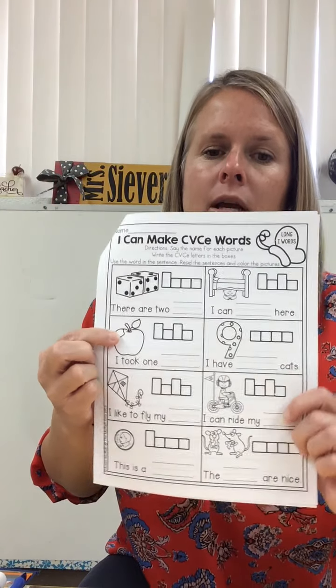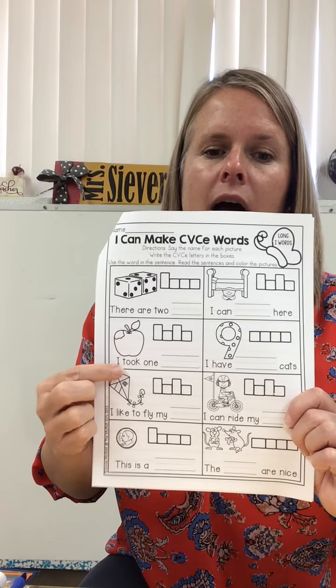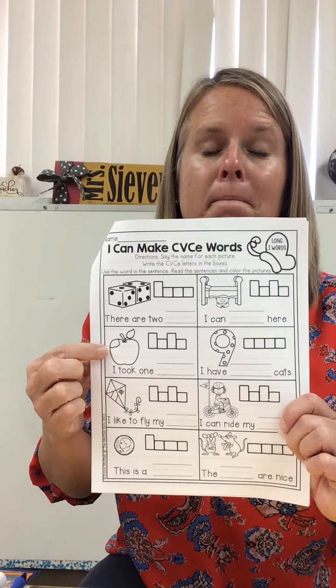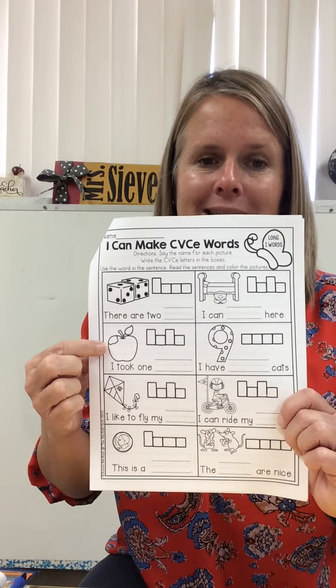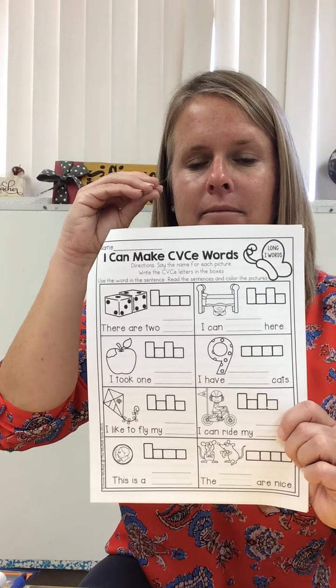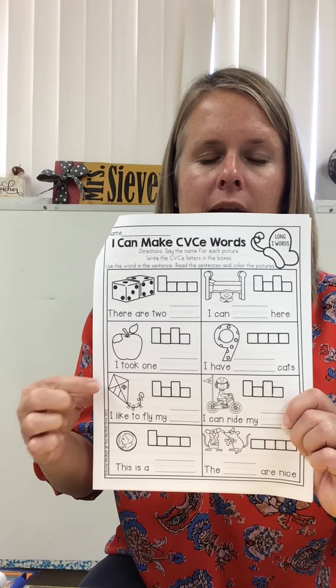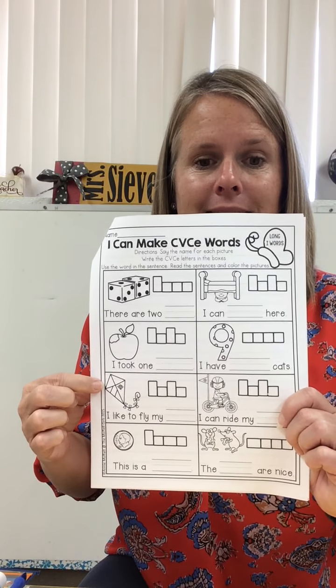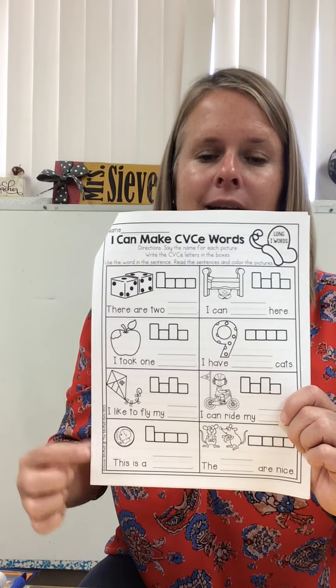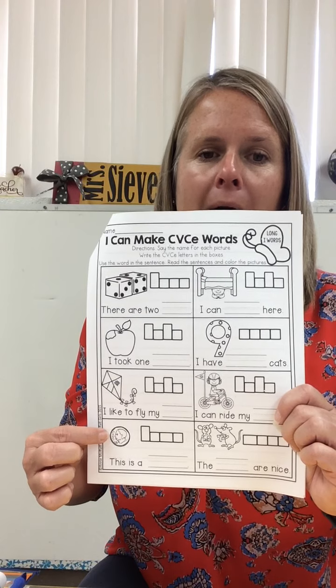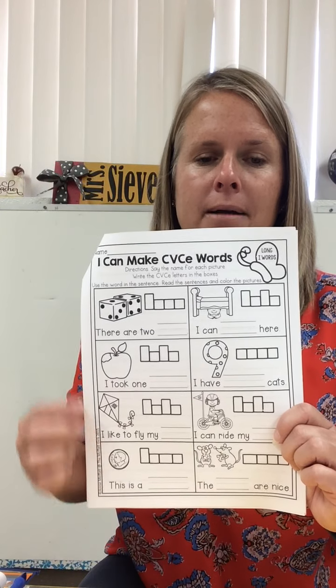Okay? This word says, I took one. What do you think this is? If you said bite, you're right. Bite. Remember, silent e at the end. I like to fly my kite. This is a dime. Dime.